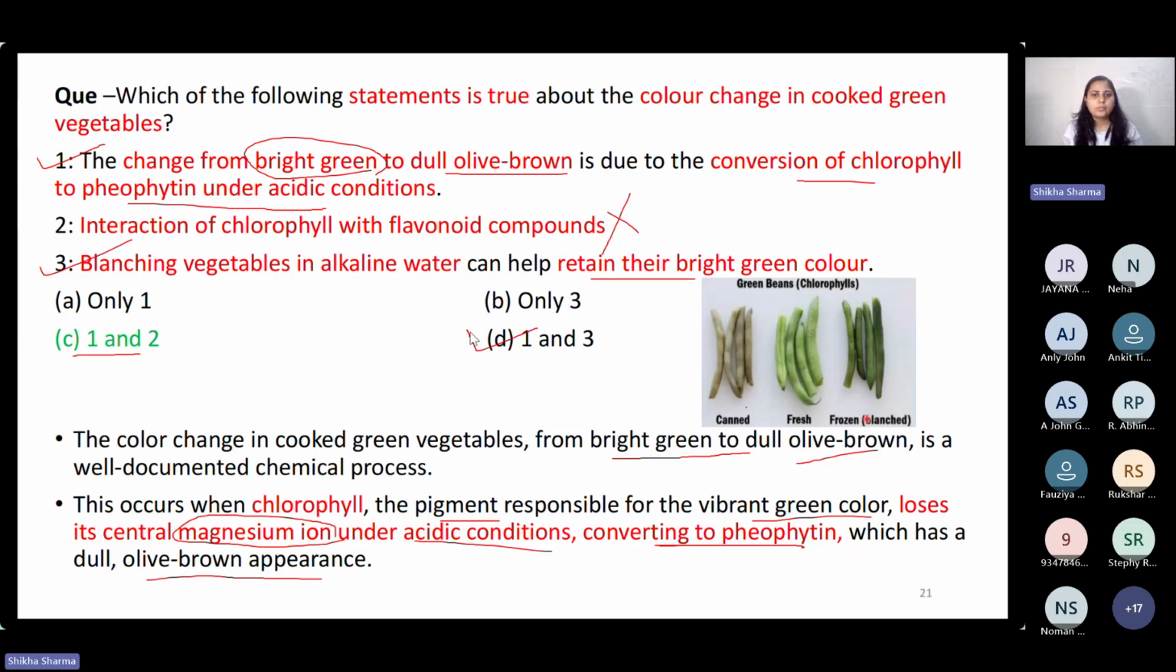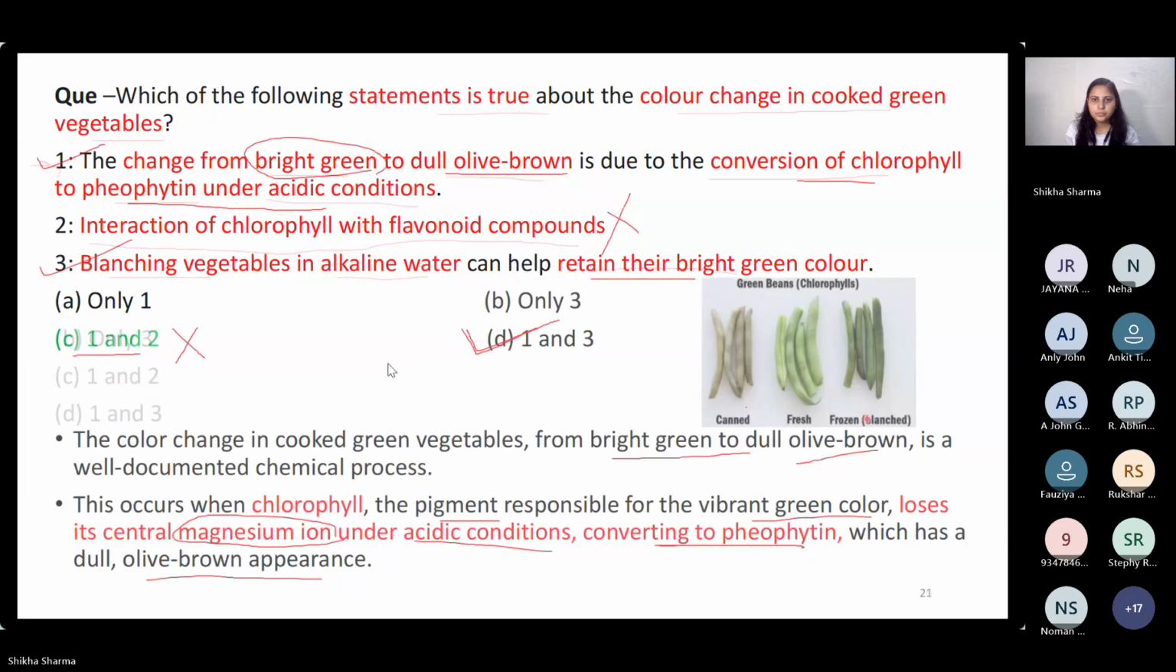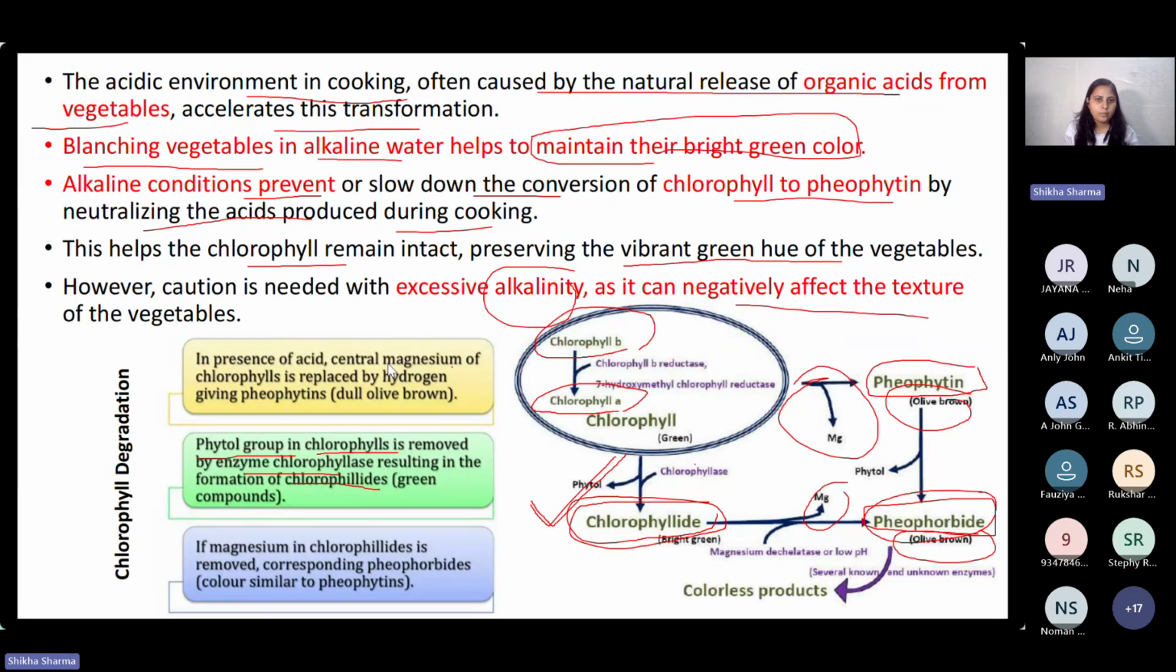I'm so sorry, but answer D is correct here, not C, because 1 and 3 are correct, not 1 and 2. So D is correct here. I will make the changes in this PPT accordingly.